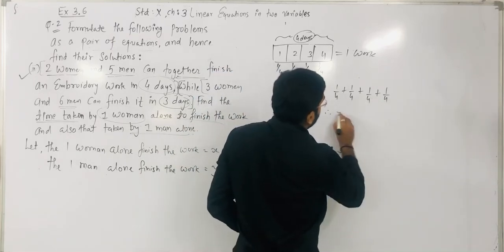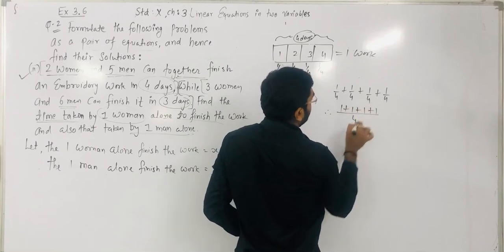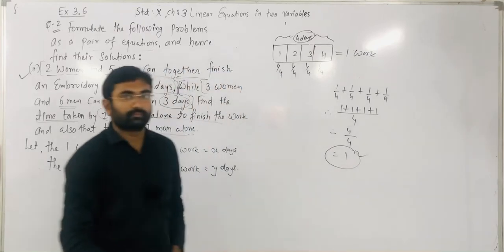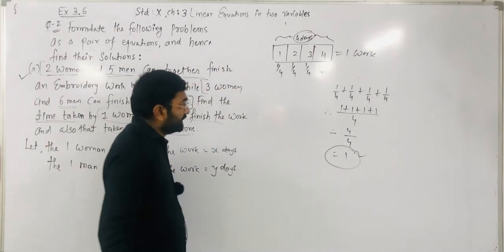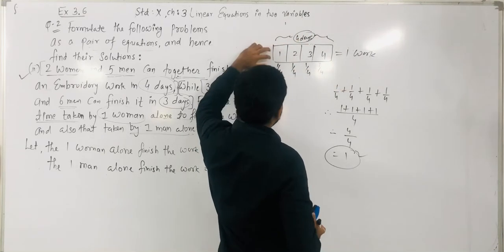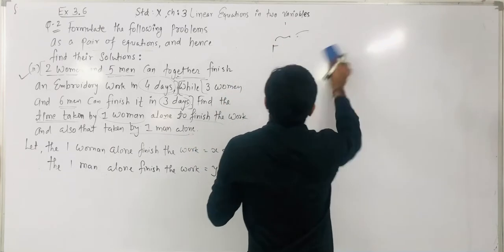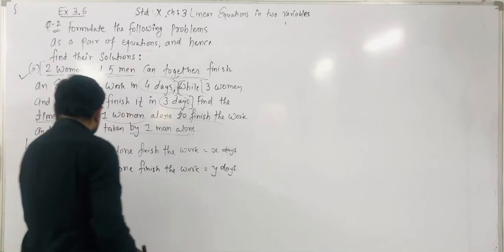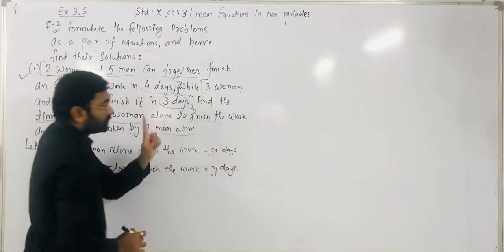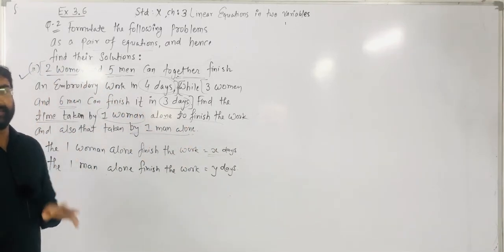So what we get? The denominator is 4, and the addition of all numerators, 1 plus 1 plus 1 plus 1, gives 4 divided by 4, so you complete the one work. So to complete one work in 4 days, every day you have to do 1/4 of the work. Same way, suppose one woman alone finishes the work in x days. Then in one day she completes 1 upon x of the work.